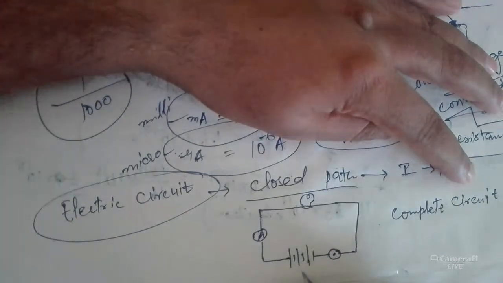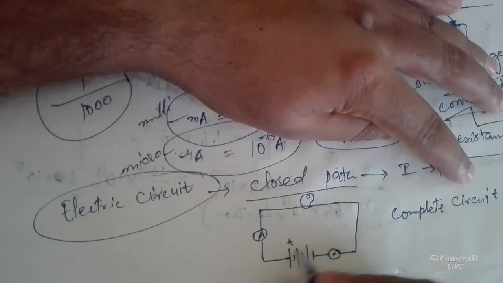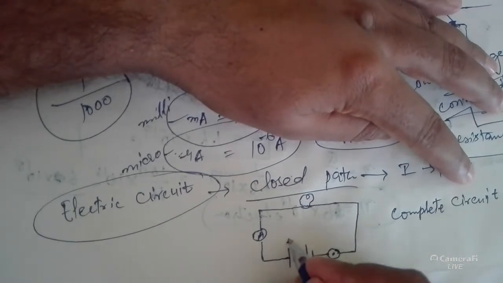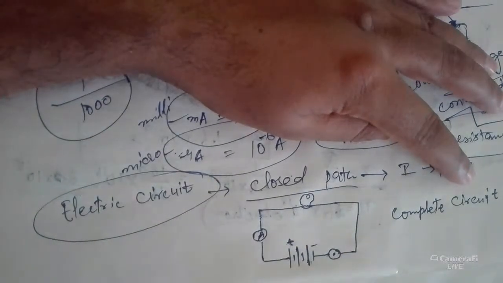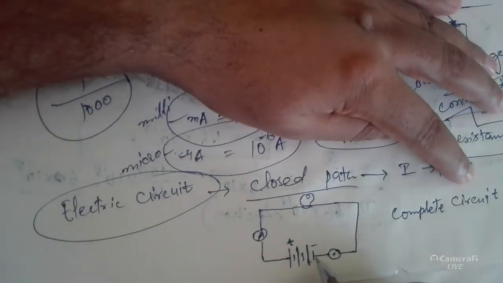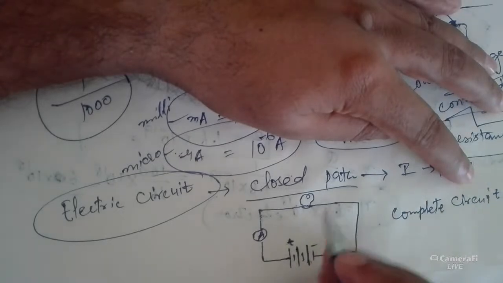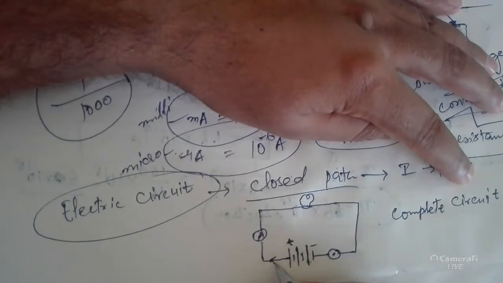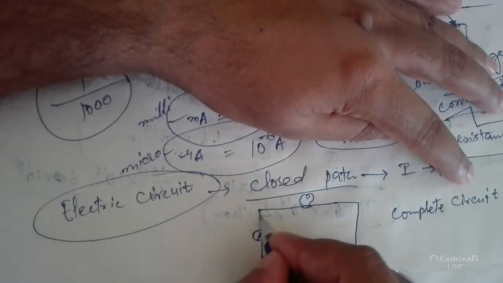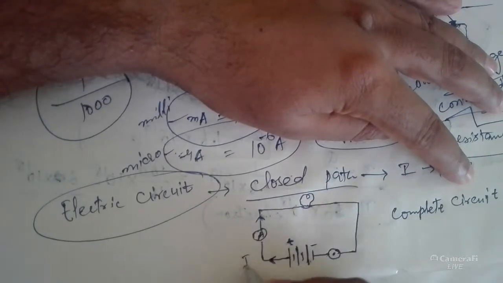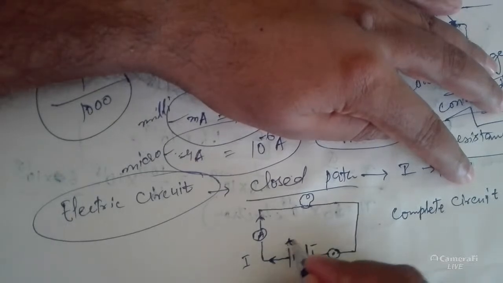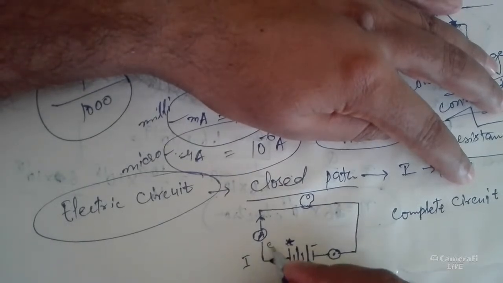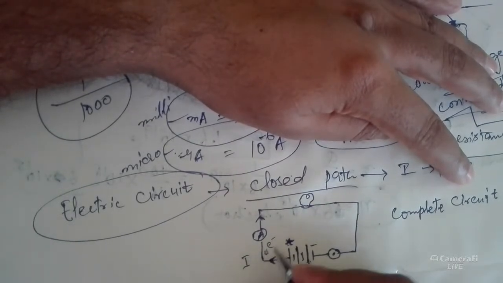Okay, what is the direction of this? Suppose this is the positive terminal of the battery and this is the negative terminal of the battery. What will be the direction of electrons and what will be the direction of current? This arrow will be from positive to the negative. So this will be the direction of current, but the direction of charge will be opposite to it. So electrons will start moving opposite to it.